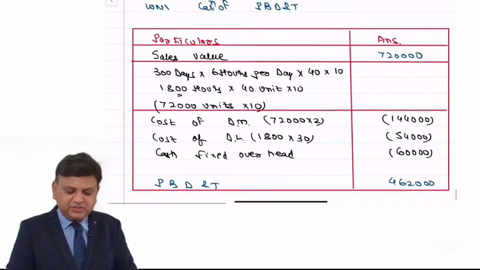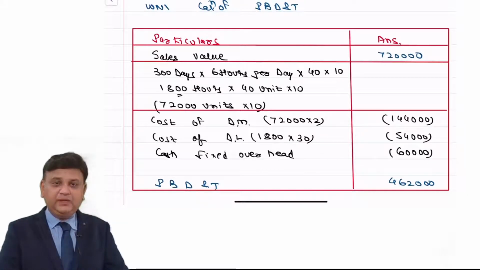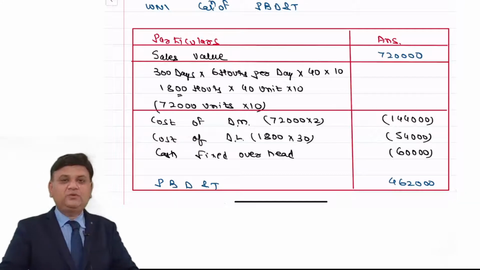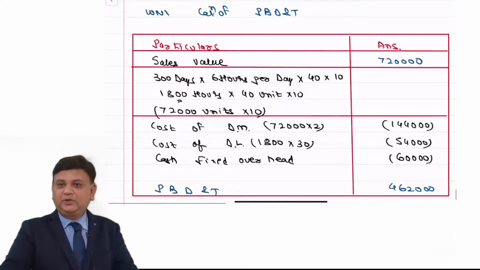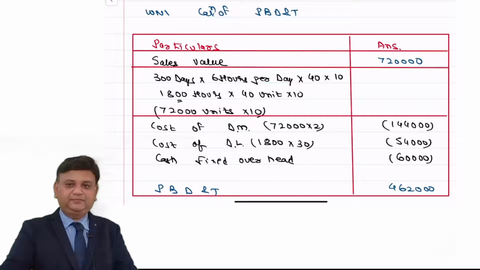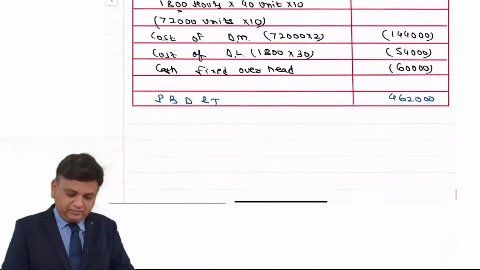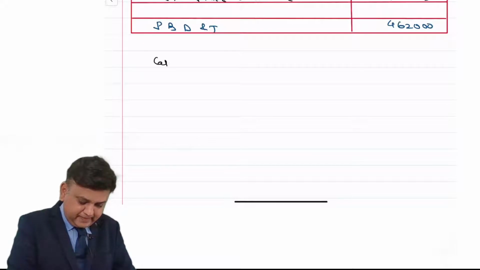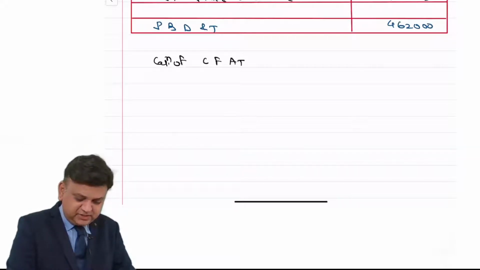From this, depreciation is subtracted to compute PBT. Then we'll deduct the tax to compute PAT. Then depreciation is added back to compute CFAT. I request you to make the calculation of the CFAT and put your answer in the chat box. So next is calculation of cash flow after taxes.